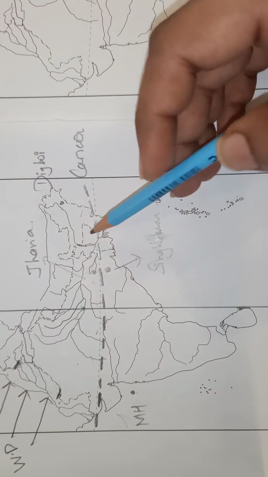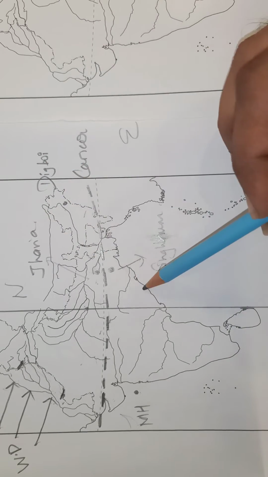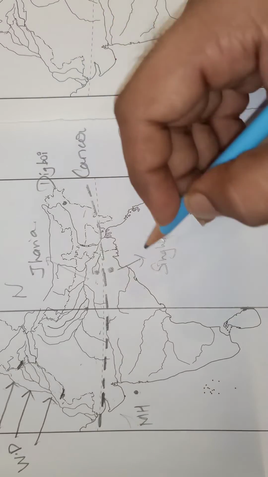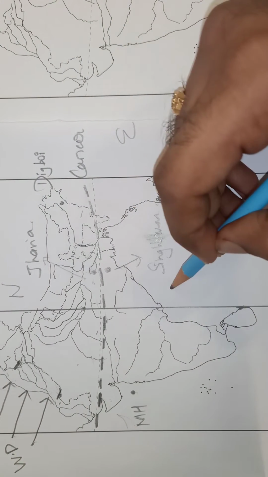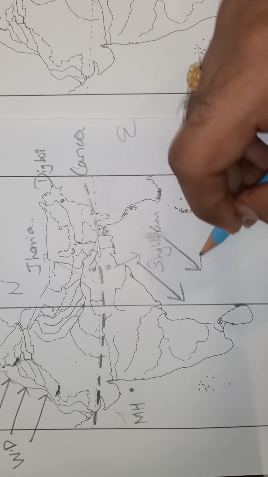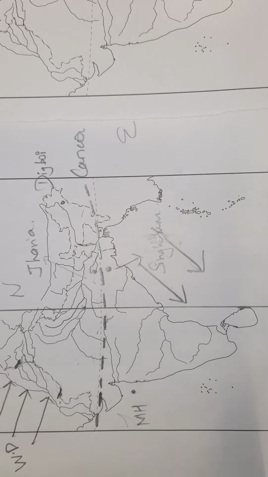So north is what? Here is the north and this side is the east. The winds coming from the northeast will be called the northeast monsoon winds. Same once again, here you have to draw 2 arrows going downwards. So in this way, these are the northeast monsoon winds. So we have completed around 6 things.